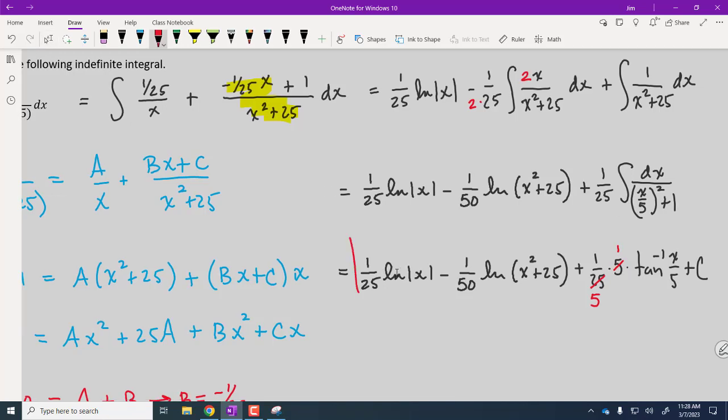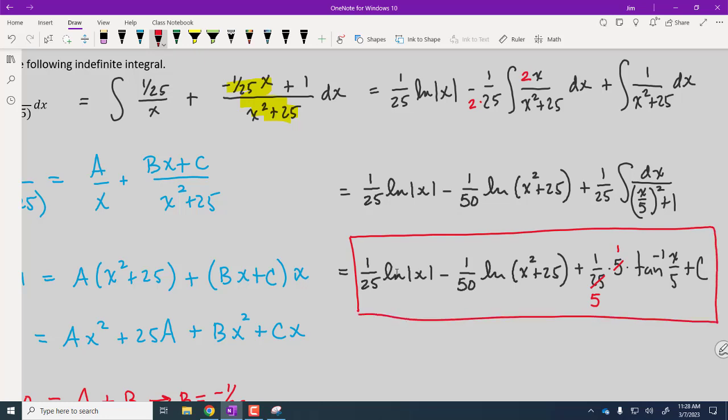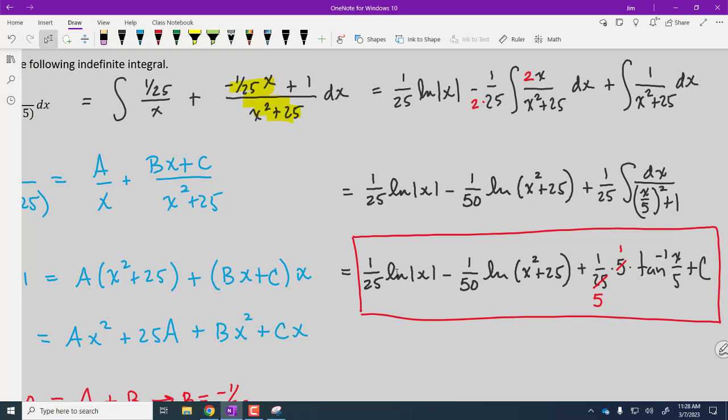Great. Any questions? Everyone see the fraction splitting piece? Super important. Fraction splits and we end up with a log and an arctan.